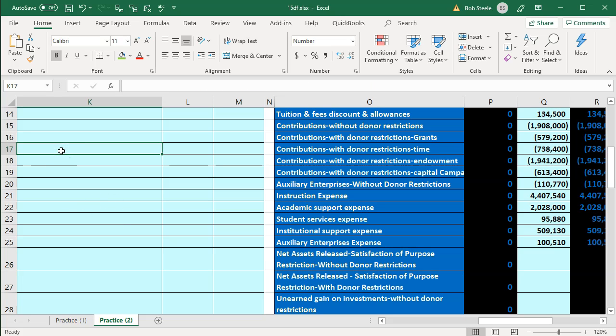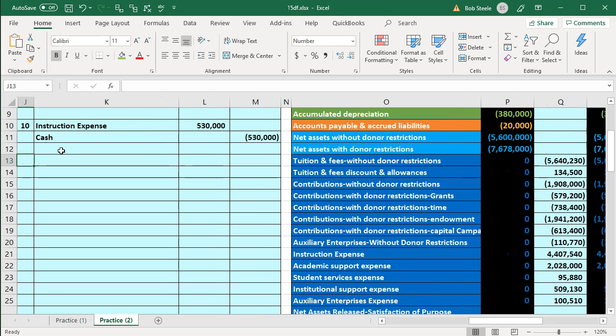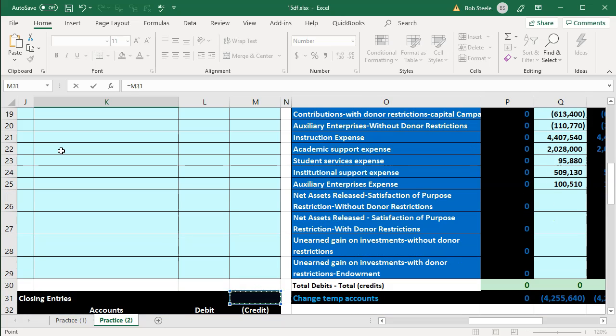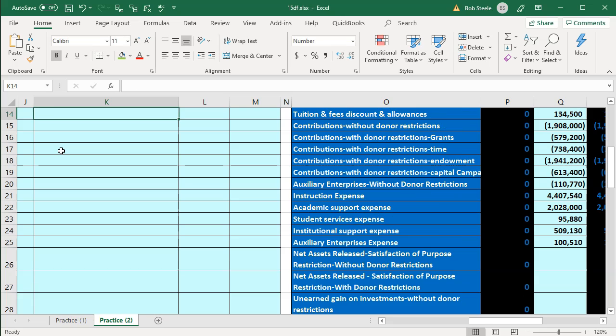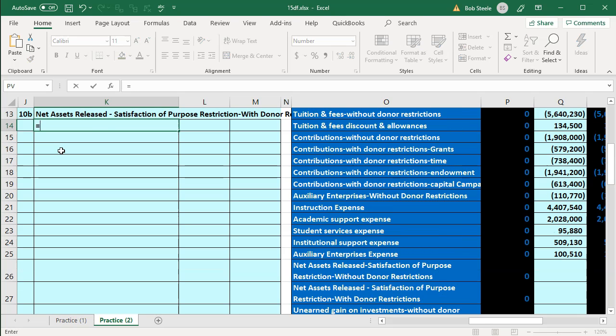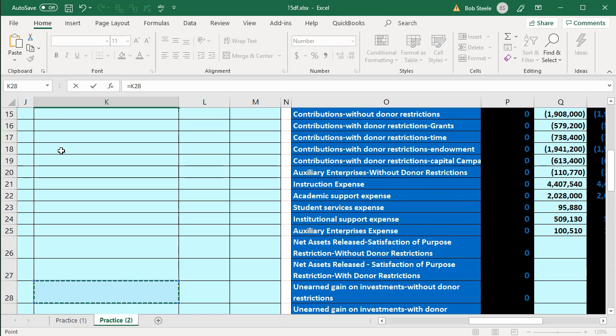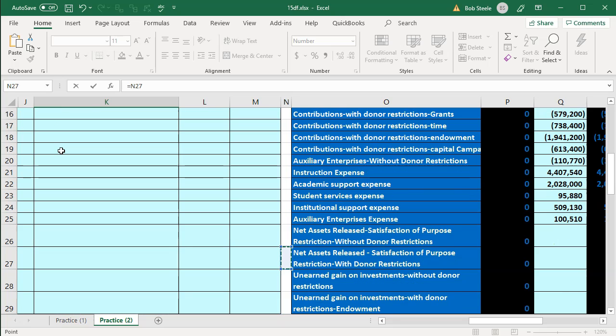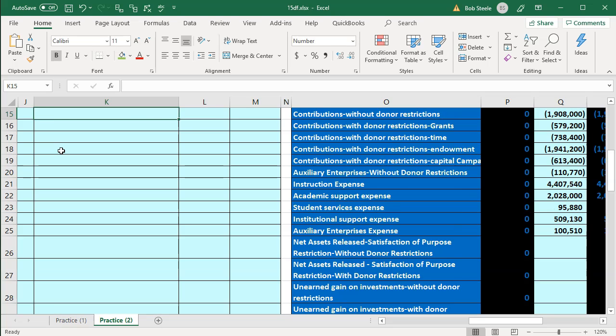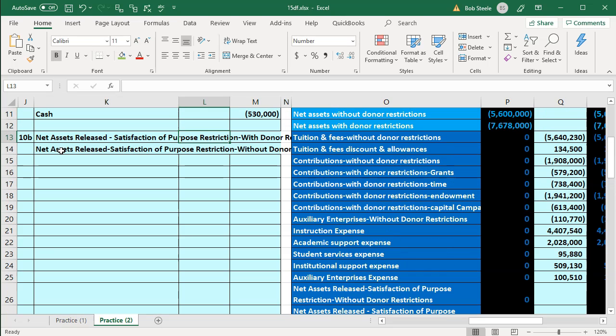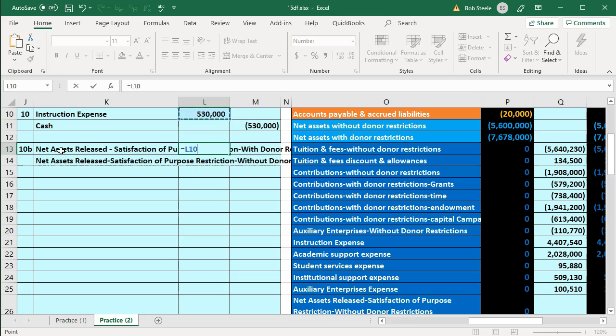Let's do it. The debit side is going to be with restrictions. I'm going to skip a line. We can call this 10B. So that one's 10B. And then we're going to scroll down and we're going to pick up the net assets with donor restrictions. And then the second one's going to be net assets without donor restrictions. So that's how those go. And then the amount is going to be the same amount, so I'm just going to pick the same amount as the prior transaction. And there we have it.